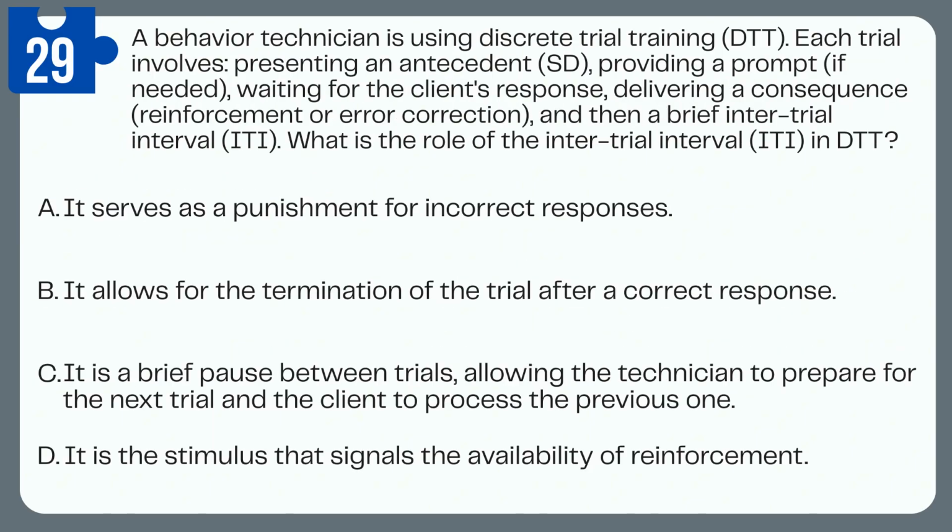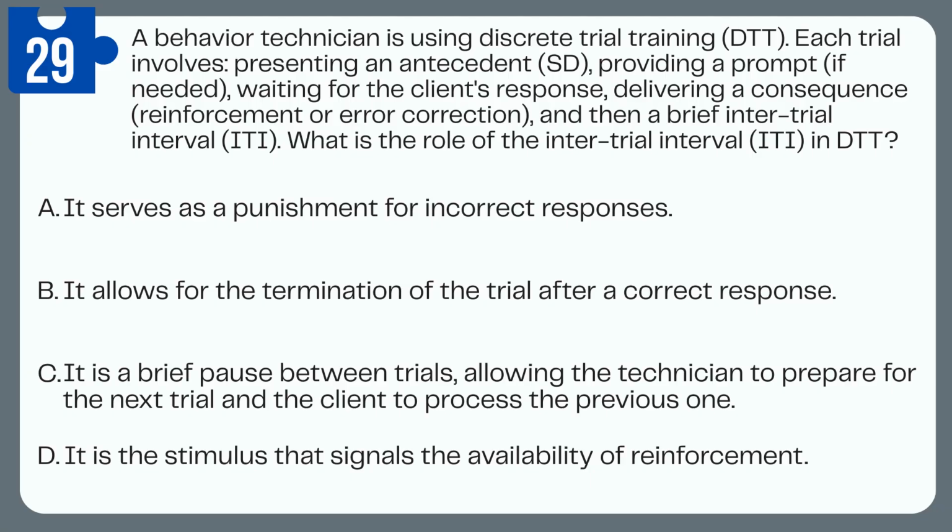Question 29. A behavior technician is using discrete trial training, DTT. Each trial involves presenting an antecedent, SD, providing a prompt, if needed, waiting for the client's response, delivering a consequence, reinforcement or error correction, and then a brief intertrial interval, ITI. What is the role of the intertrial interval, ITI, in DTT?